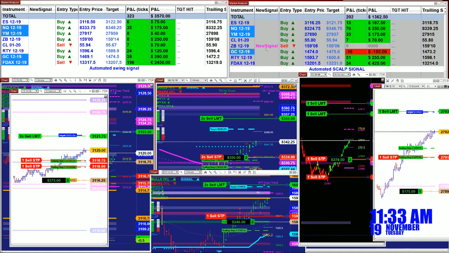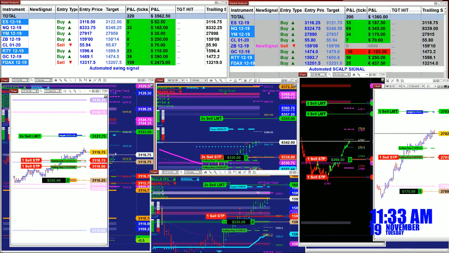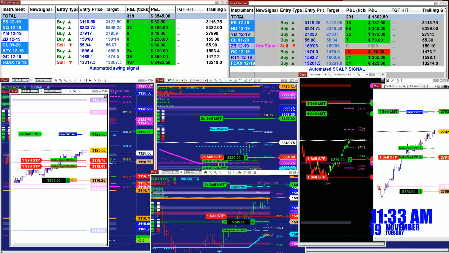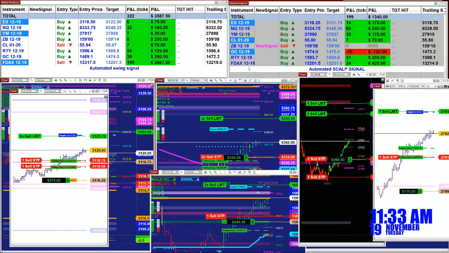New signal on the 30-year treasury bond sale. That is going to push the market up because we have a sell position on a 30-year treasury bond. So it's going to push this market a bit up.